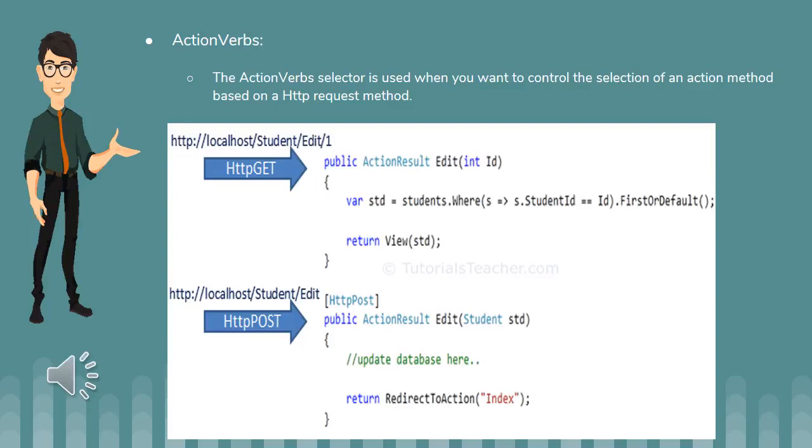In this section, you will learn about the action verbs selector attributes. The action verbs selector is used when you want to control the selection of an action method based on the HTTP request method. For example, you can define two different action methods with the same name, but one action method responds to an HTTP GET request and another responds to an HTTP POST request. The MVC framework supports different action verbs, such as HttpGet, HttpPost, HttpPut, HttpDelete, HttpOptions, and HttpPatch. You can apply these attributes to an action method to indicate the kind of HTTP request that the action method supports. If you do not apply any attribute, then it is considered a GET request by default.